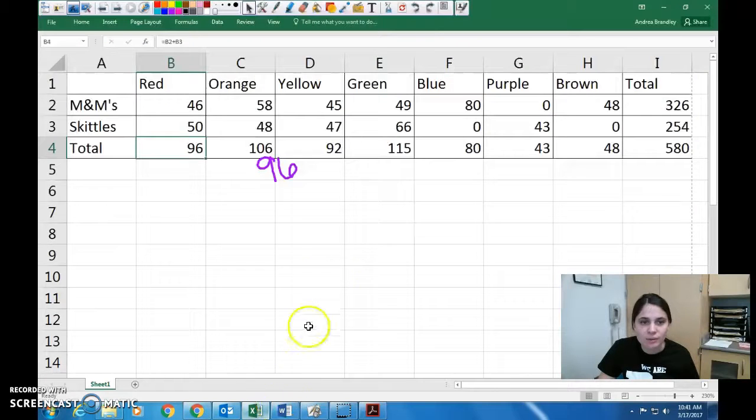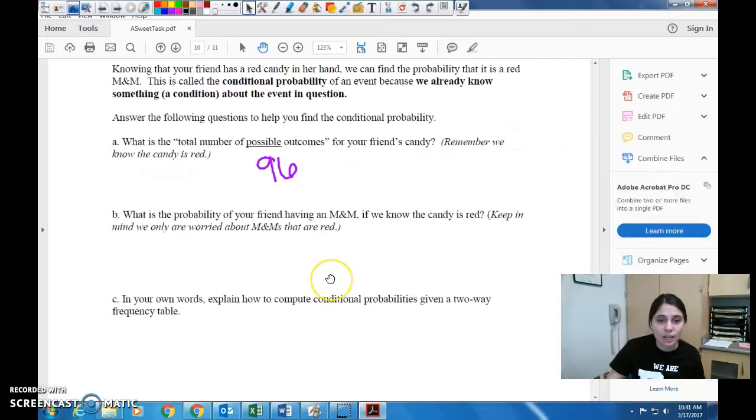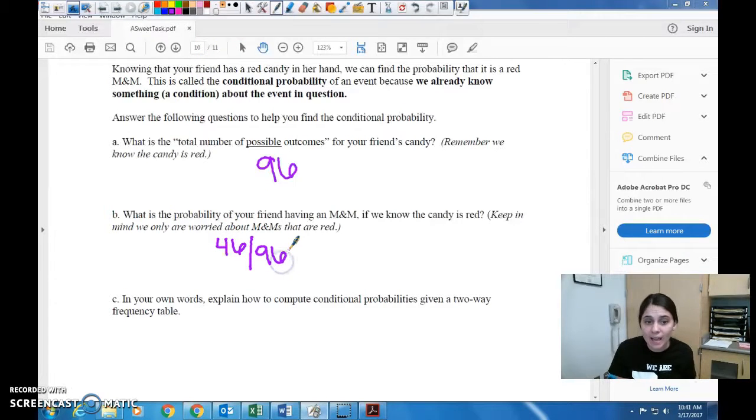So if we come back to our table, we already know we have 96 red candies. 46 of those red candies are M&Ms. So if I come back to here, I have 46 red M&Ms divided by 96 red candies. And again, I'm going to go ahead and use my calculator. 46 divided by 96 is 48%. So there's a 48% chance that your friend has an M&M, given that her candy is red.